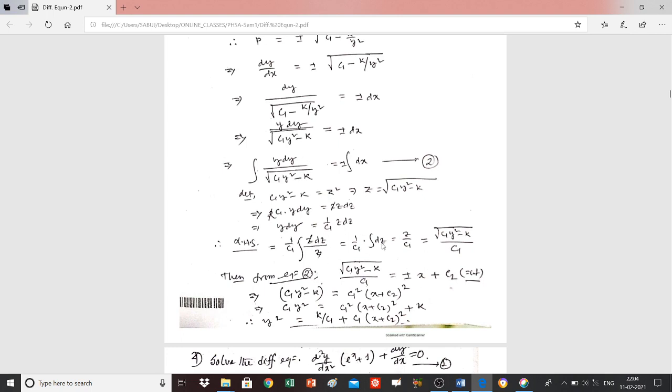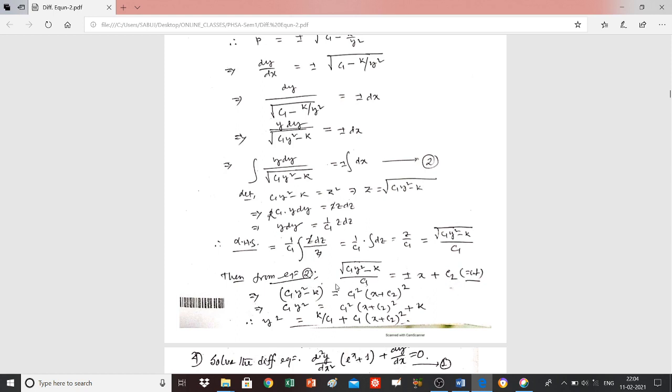So that is 1 by c1 integration dz, that is equal to z by c1. You will just substitute the value of z, that is c1 y square minus k, and this c1 is here. So from equation number 2 you can write c1 minus y square minus c1 into y square minus k by c1 is equal to plus minus x, and then the integration of this term will give you plus minus x plus c2, another integrating constant.